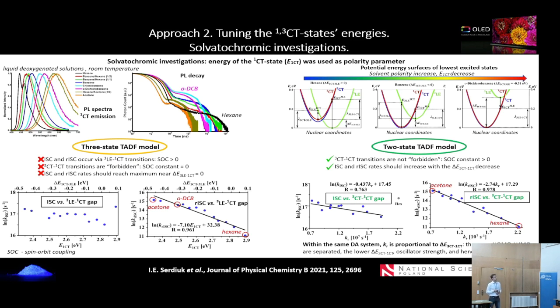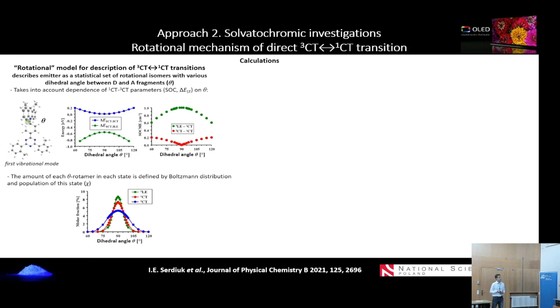And at this moment, I just had to accept that the CT-CT transitions are not forbidden. It took some time. I didn't understand why the spin-orbit coupling constant is not zero. And I think at the same time as we were working with this, we came up with the idea that rotations are important. Professor Monkman's group also published a work where they explained the rotations of the donor and acceptor fragments. They are very important.